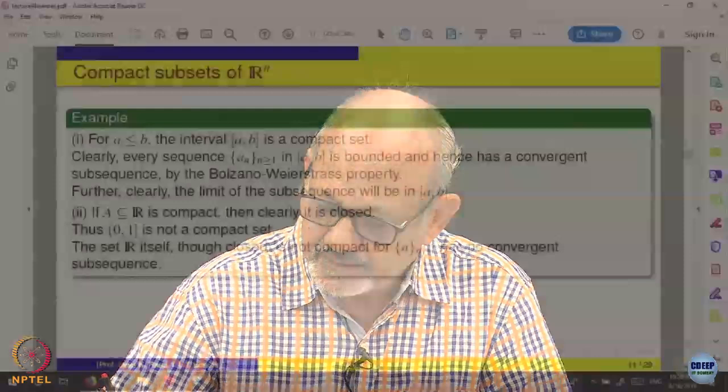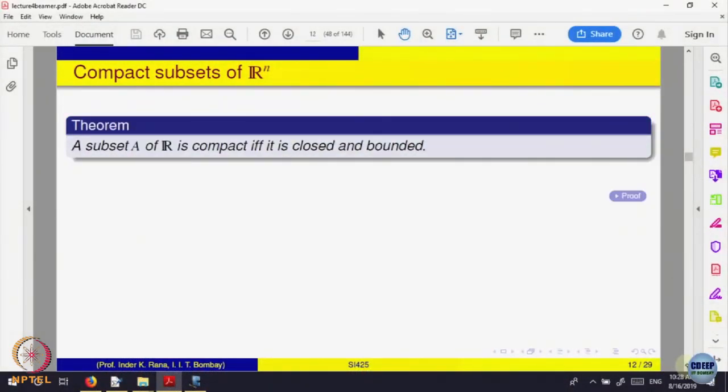In what way is it useful? So, let us come to it. It is closed and bounded, that we have proved.